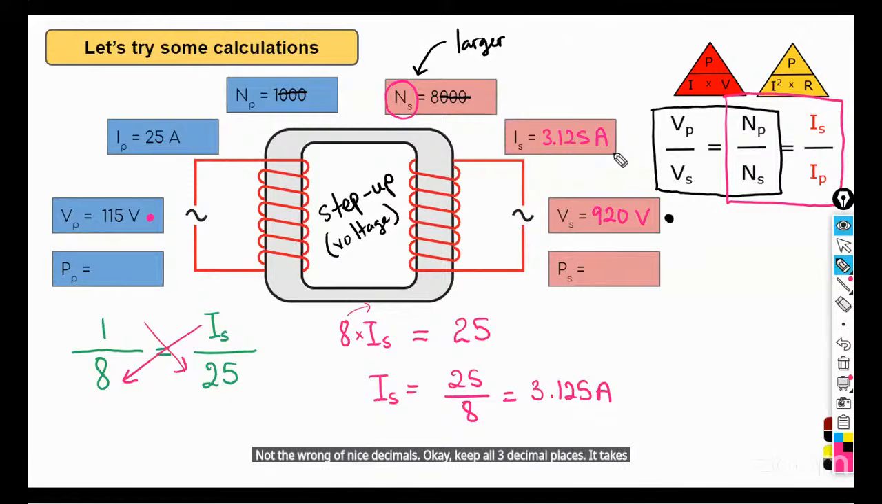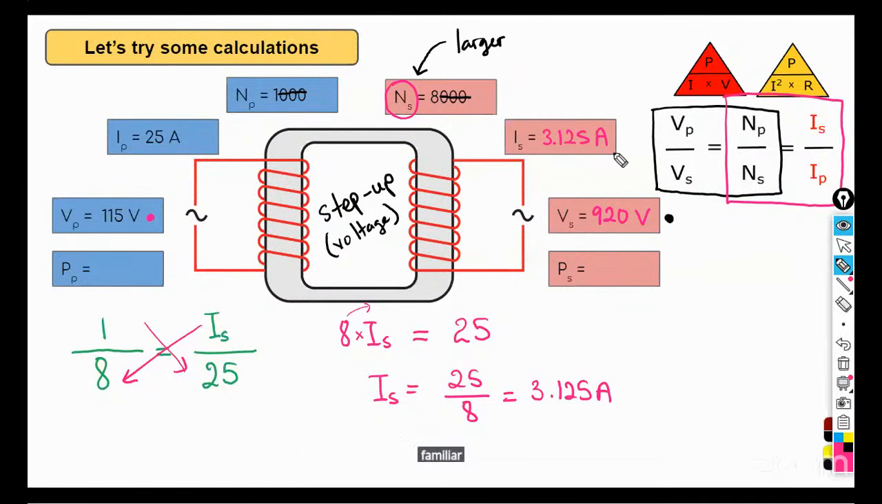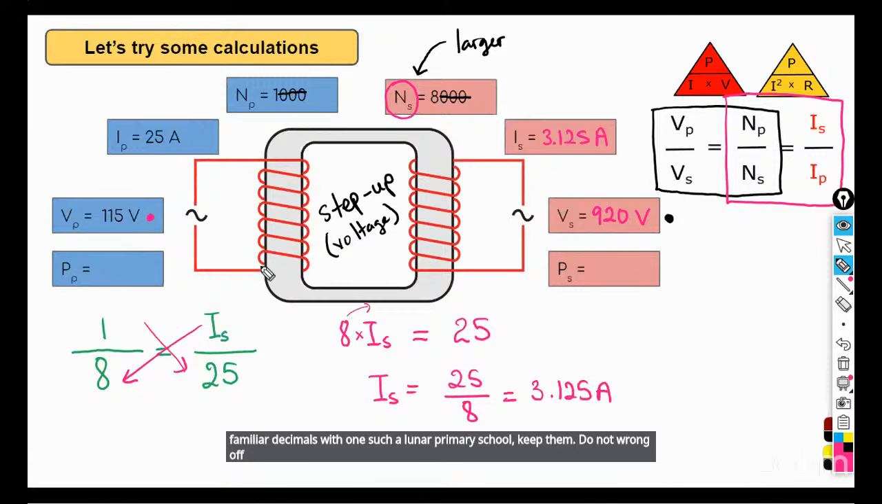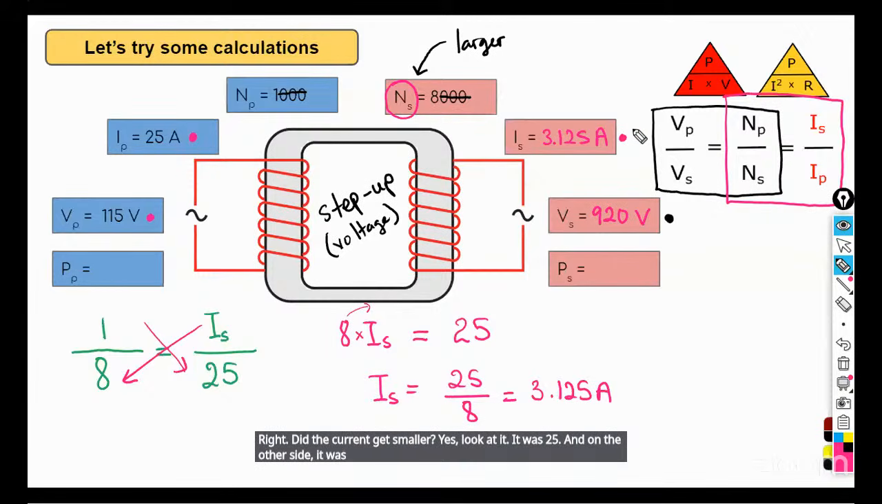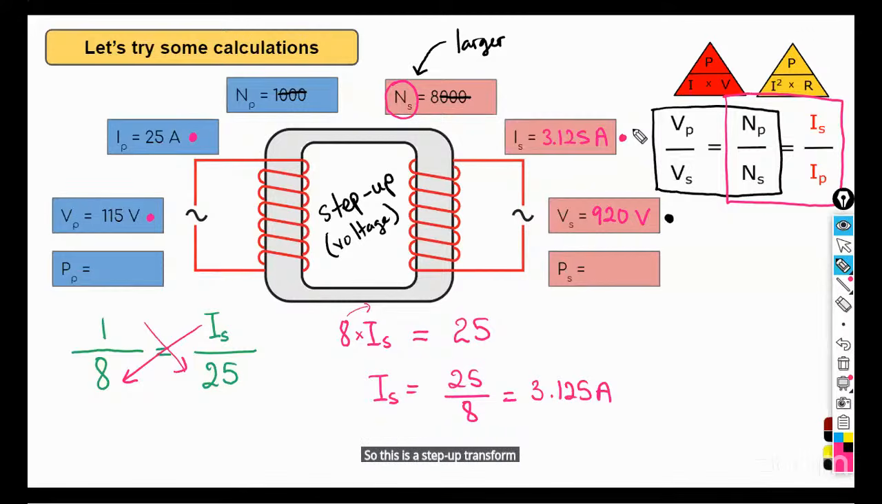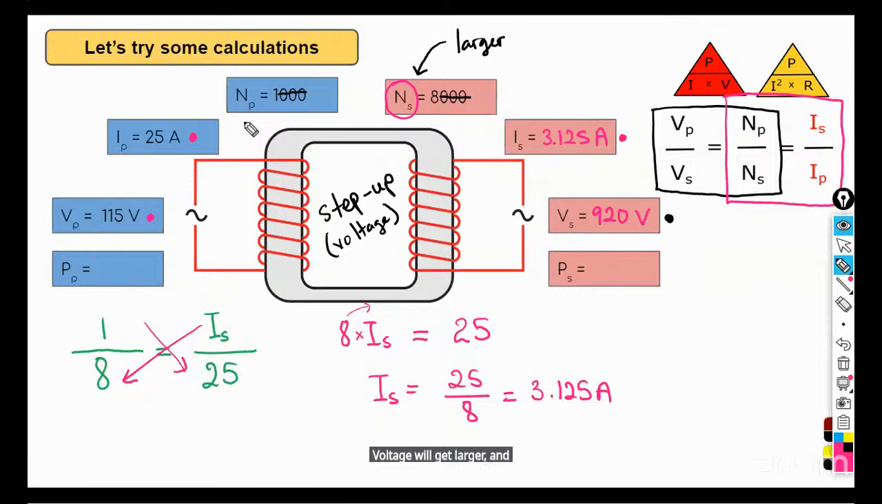It takes a little bit of experience to know when to keep all the decimal places and when not to. My advice is when you see familiar decimals, the ones that you learn in primary school, keep them. Do not round off. Did the current get smaller? Yes, look at it. It was 25, and on the other side, it was converted to a mere 3.125. So this is a step-up transformer. In other words, to summarize, in step-up transformers, when the NS value is larger than the NP value, voltage will get larger and current will get smaller.